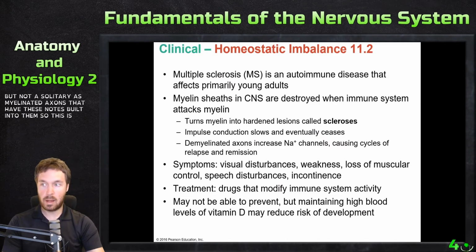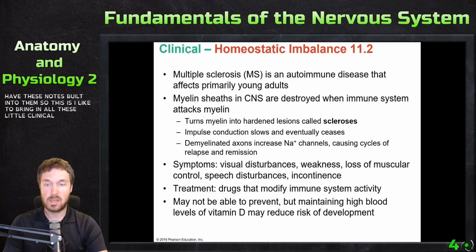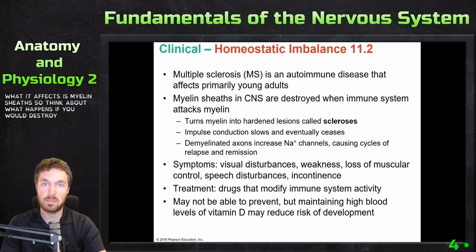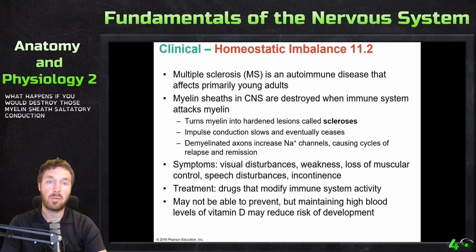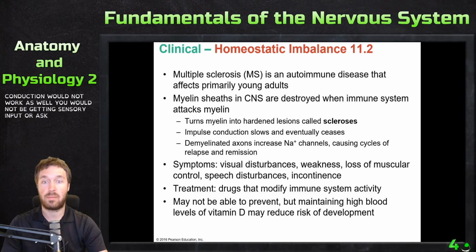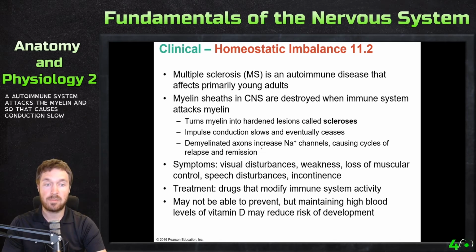I like to bring in all these little clinical homeostasis things where things aren't working properly, and we think about why based on the physiology we just discussed. So multiple sclerosis, or MS, is an autoimmune disease, and what it affects is myelin sheaths. Think about what happens if you destroy those myelin sheaths. Saltatory conduction would not work as well. You would not be getting sensory input or proper motor output. This turns myelin into hardened lesions called sclerosis, where the autoimmune system attacks the myelin. That causes conduction to slow and eventually cease.